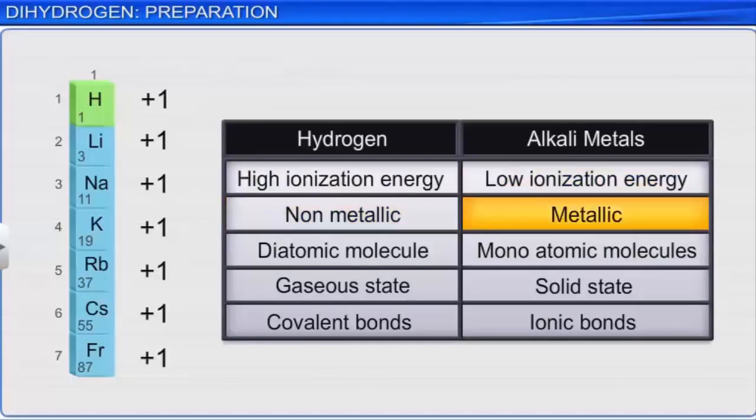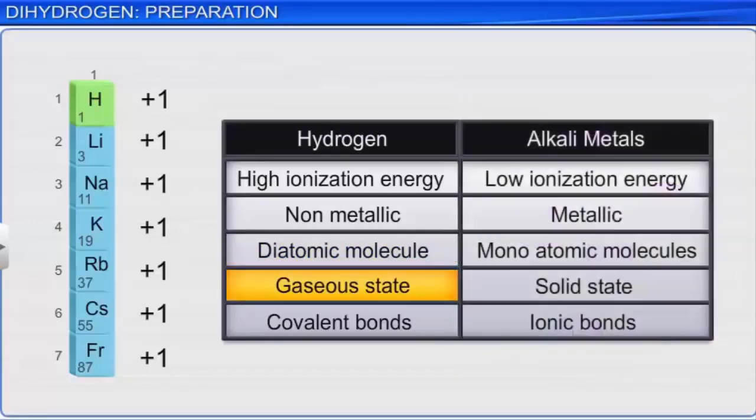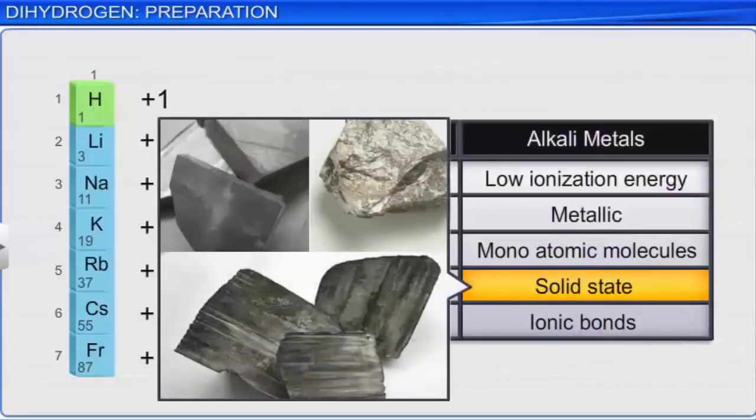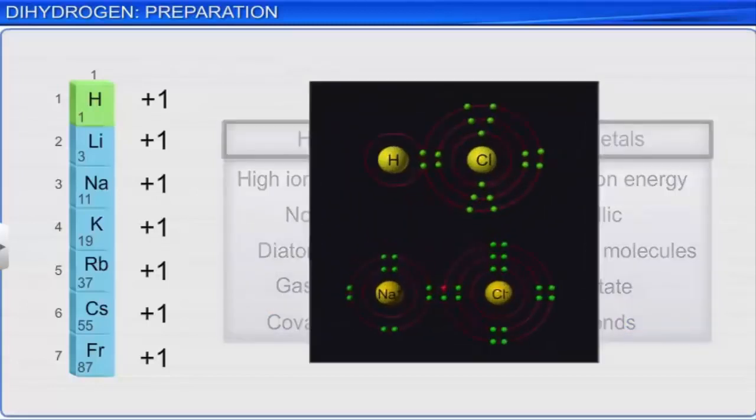It exists as a diatomic molecule in the form of a gas, whereas alkali metals are solid and exist as monoatomic molecules. Hydrogen mostly forms covalent bonds, whereas alkali metals form ionic bonds. For example, HCl is covalent, whereas NaCl is ionic.